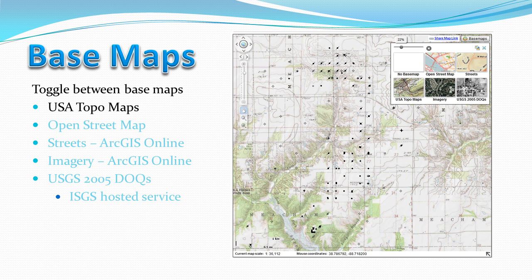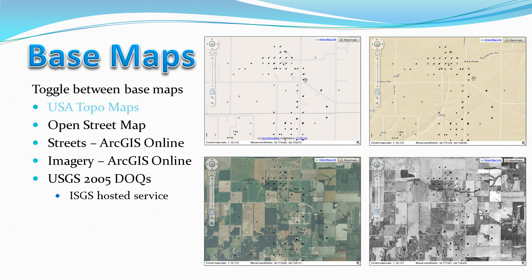And then last but not least is the advent of new base maps. You can still use the USGS topo maps, but now they have kind of a cool hill shade effect on them, and you can change the transparency. But you can also get to the OpenStreetMap base map. You can use ArcGIS Online Streets and Imagery maps, and you can still get to the ISGS hosted DOQs.